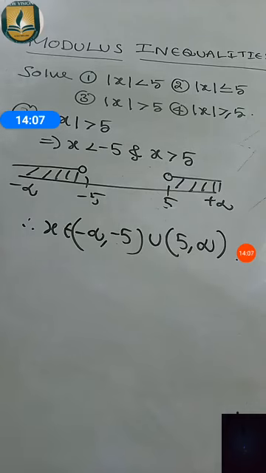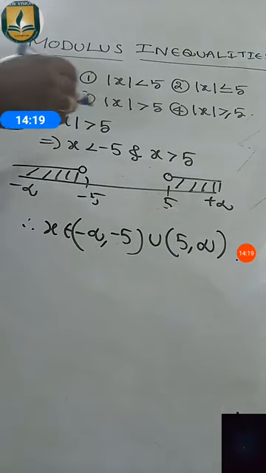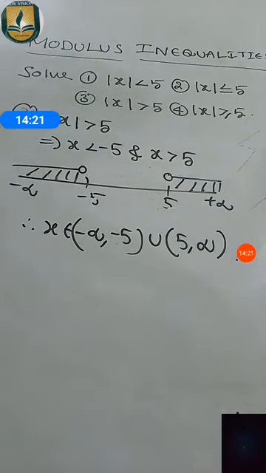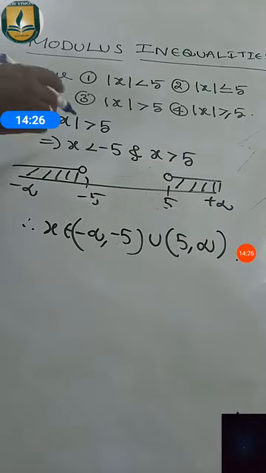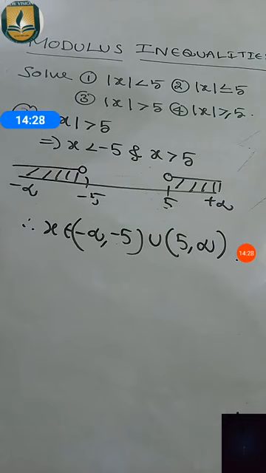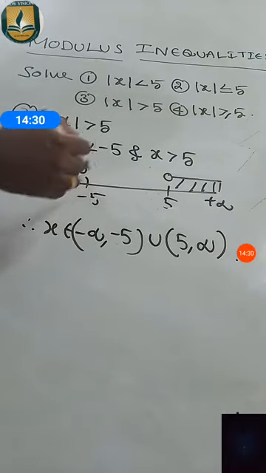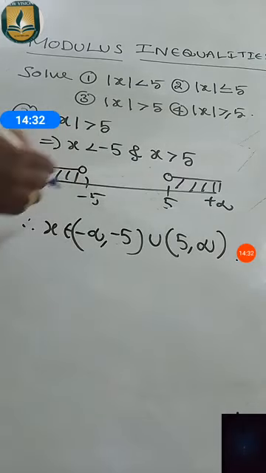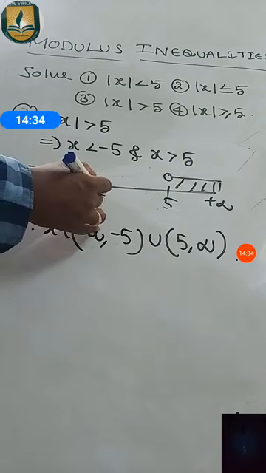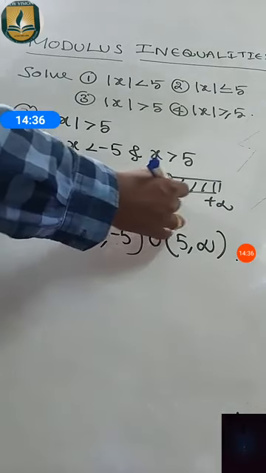Now the third problem, modulus of x is greater than 5. If modulus of x is greater than a, we discussed that x is less than minus a and x is greater than a. Now in the place of a we have 5 here. x is less than minus 5 means we represent this on the real number line like this. This is minus 5 and this is plus 5.